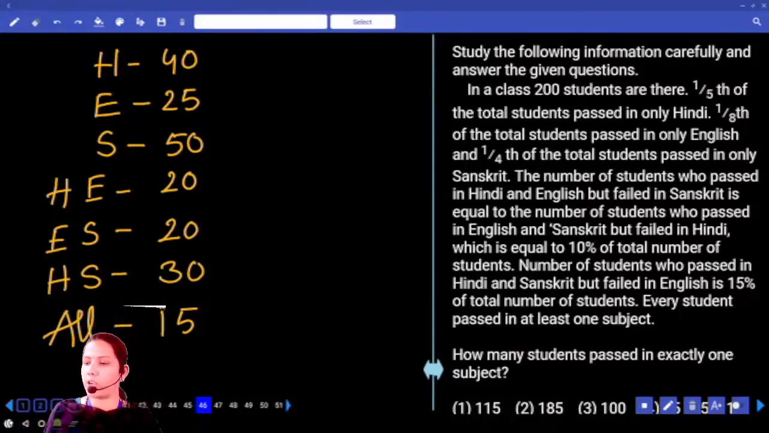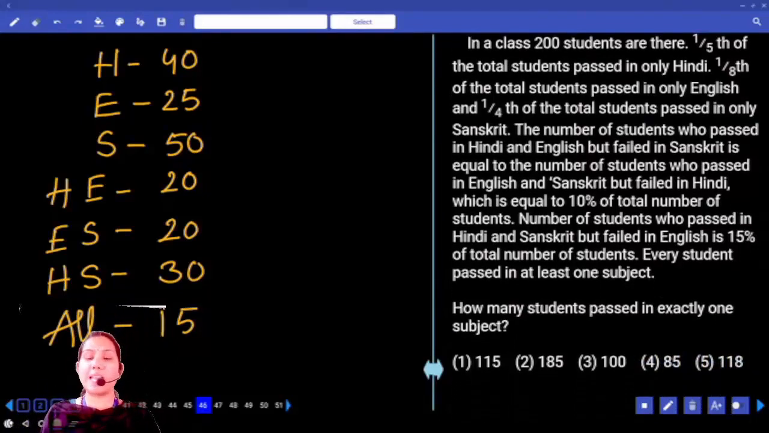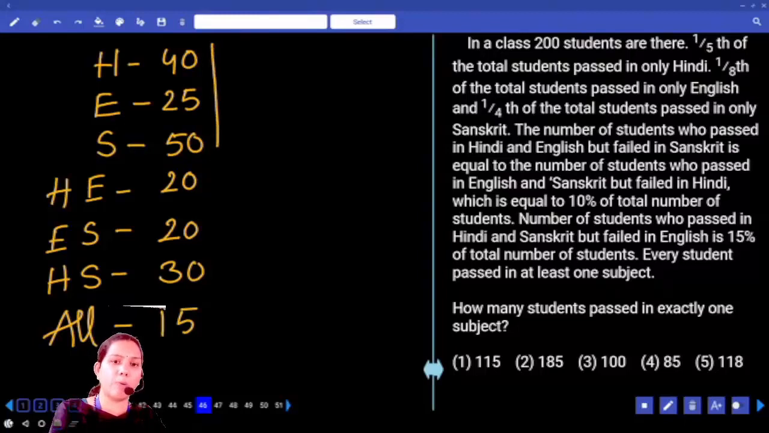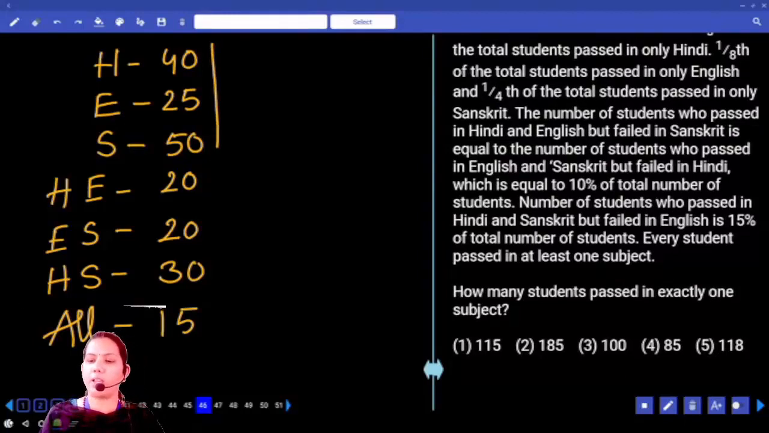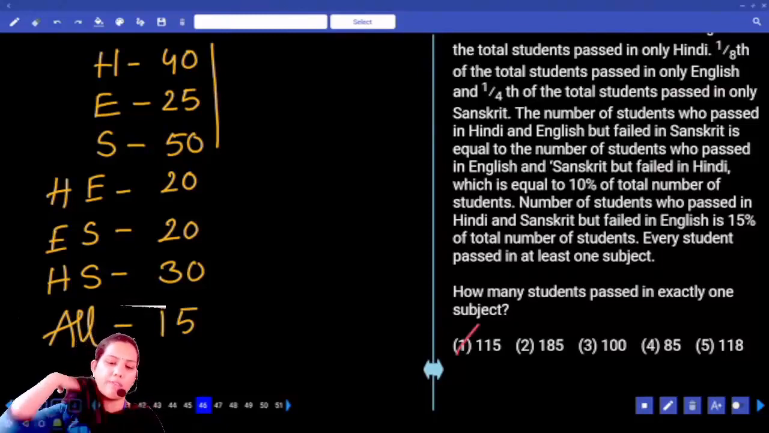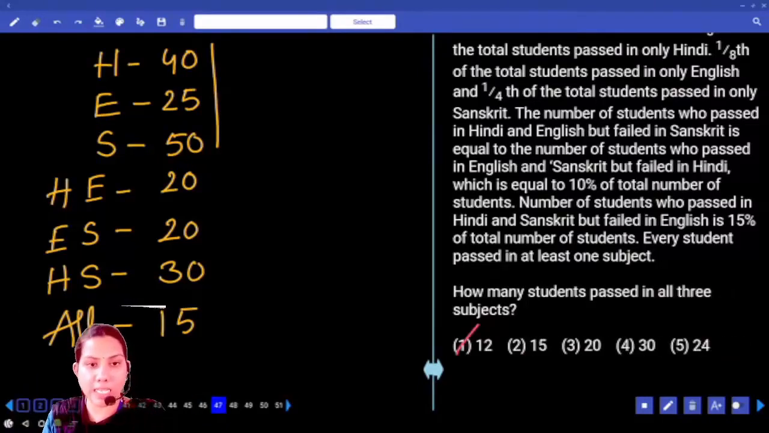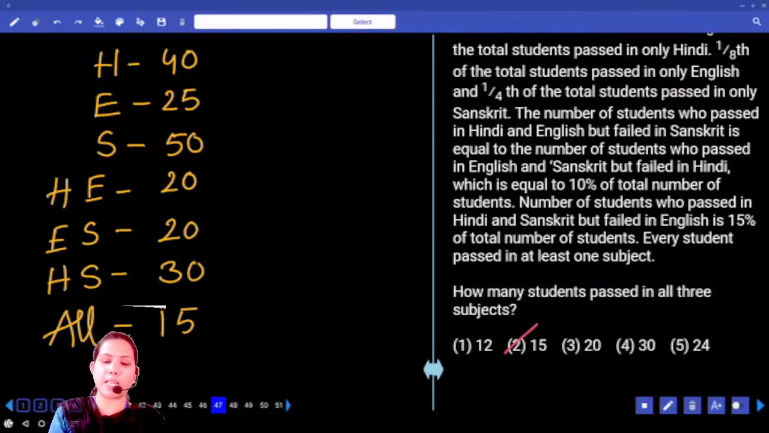Now, how many students passed in exactly one subject? Exactly one means only Hindi, only English, and only Sanskrit. 40 plus 25 plus 50 value? 115. Exactly one subject answer, 115. Next, question number 47. How many students passed in all the three subjects? All the three subjects, 15, second option.